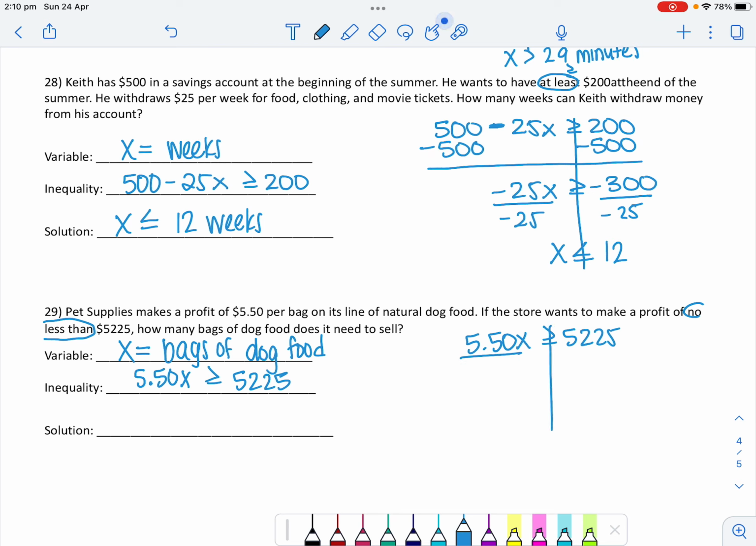So this one is just division. That's going to be 950 bags.